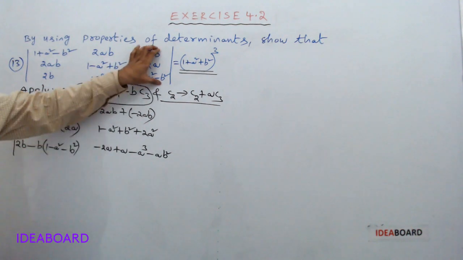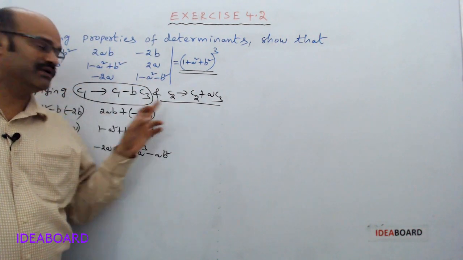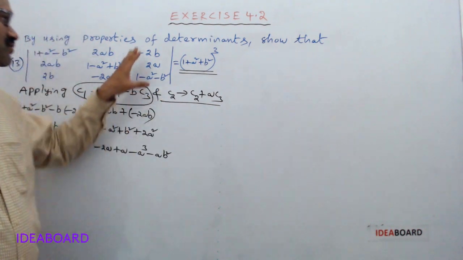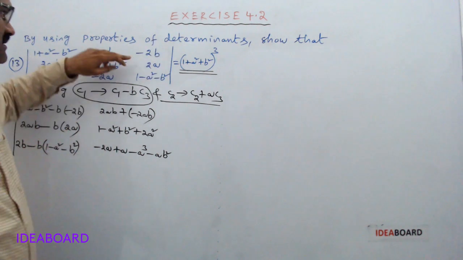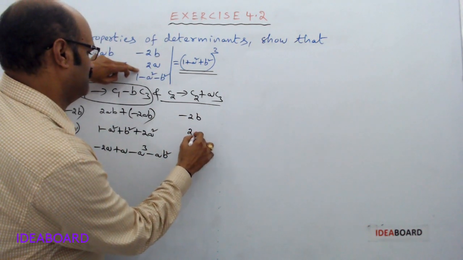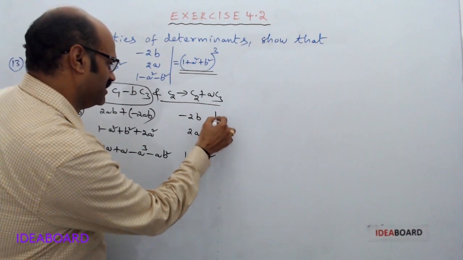Next C3, no change. We are not changing C3. Only we are changing C1 and C2. So there is no change in C3. So C3: minus 2B, 2A, 1 minus A square minus B square.